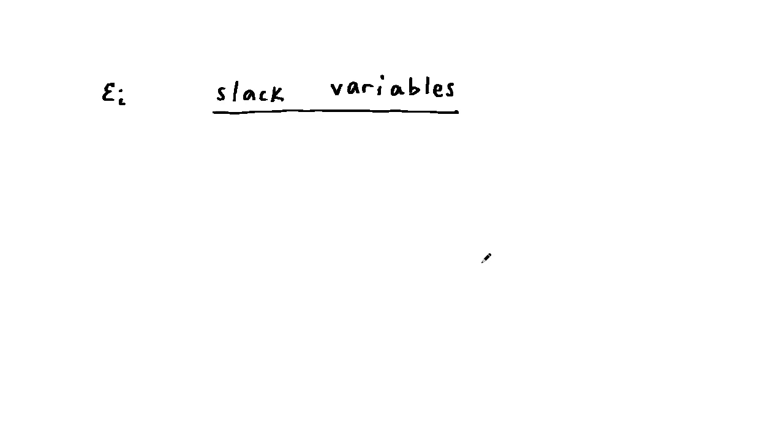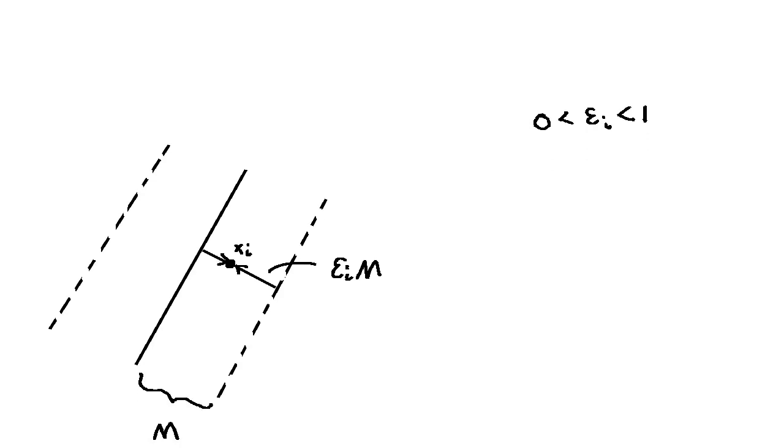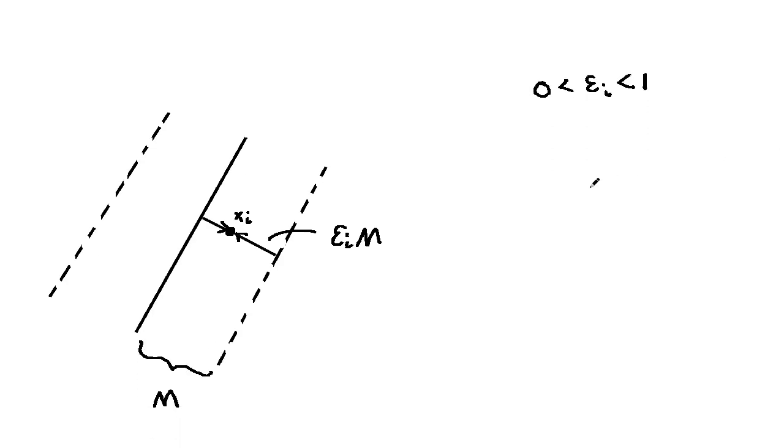In order to characterize each point x sub i, we introduce variables epsilon sub i, called slack variables, for each x_i, where i ranges from 1 to n. If x_i is on the correct side of the hyperplane, but inside the margin, like this, then x_i protrudes into the margin by a certain fraction of M. So epsilon sub i is the fraction, and it's between 0 and 1.